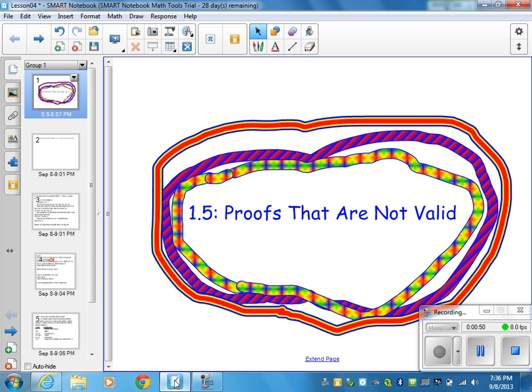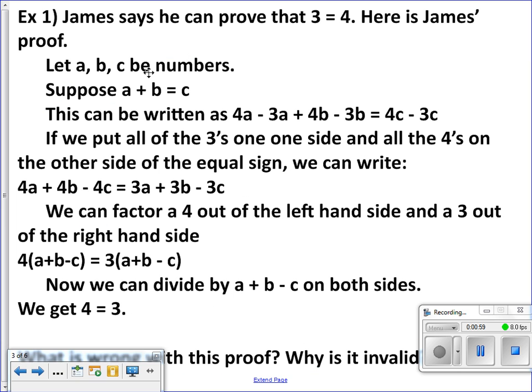So sometimes proofs are not valid. So cutting out one shape and pasting it to another, maybe there's some error there. It's not quite right. Take a look at example 1. James says he can prove that 3 equals 4. Here's his proof. Let A, B, C be numbers. Suppose A plus B equals C. This can be written then as 4A minus 3A plus 4B minus 3B is equal to 4C minus 3C. Okay, that's fine. He can do that. That's just an equivalent expression.